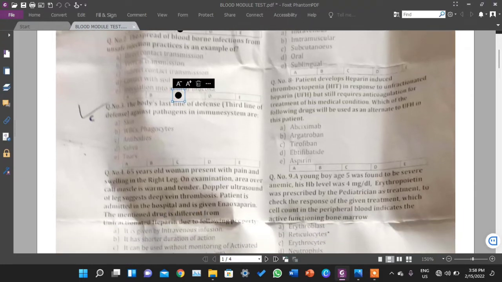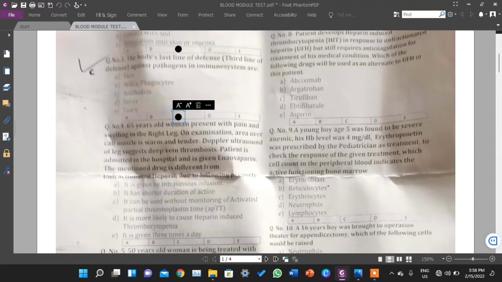Now number 3 is about the body's last line of defense. The third line of defense against pathogens in the immune system is: A, skin; B, WBC or phagocytes; C, antibodies; D, saliva; or E, tears. According to these options, the antibody is going to be the last line of defense, because skin provides the first line of defense, while saliva and tears provide the second line of defense, and WBCs, basically tissue macrophages, also provide the second line of defense. But the antibodies that are produced in response to any antigen are the last line of defense.